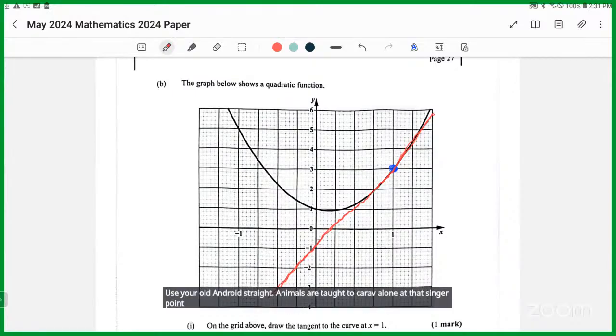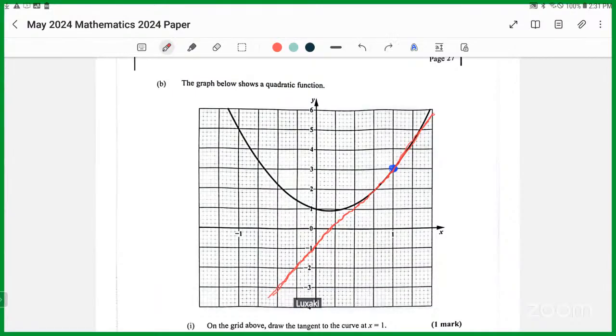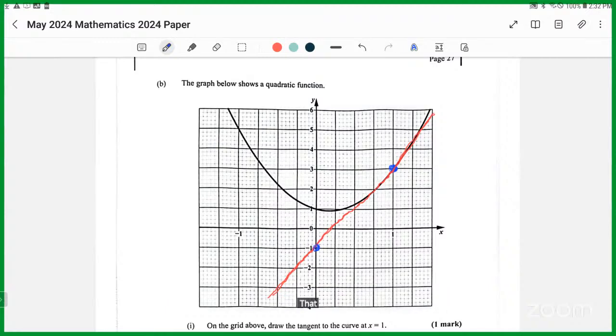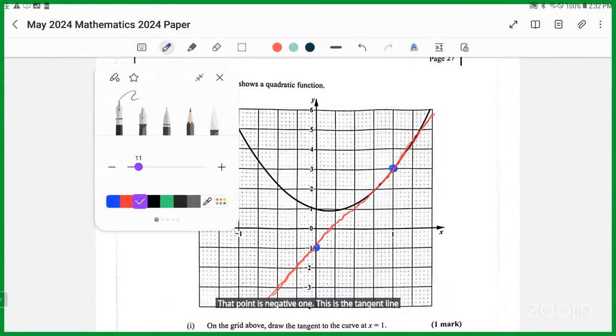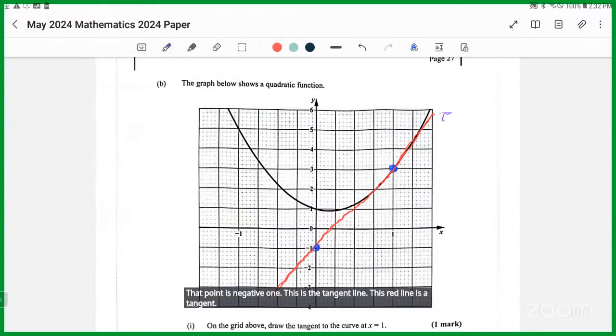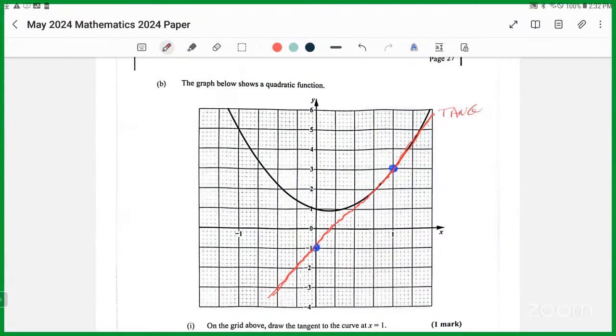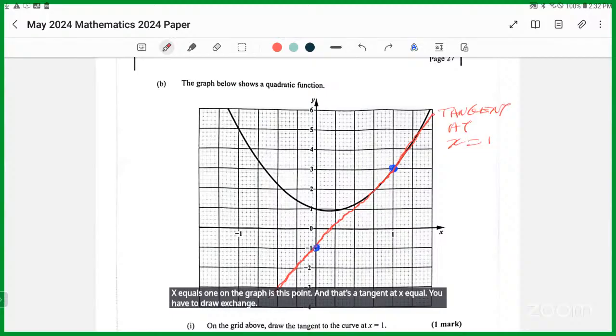Now, based on this, it looks like it passes through this point to me. I'm sure if you do it on graph paper, it's going to pass through this point for real. That point is -1. This red line is a tangent at x equals 1. X equals 1 on the graph is this point, and that's the tangent at x equals 1. You have to draw it straight with your ruler, please.